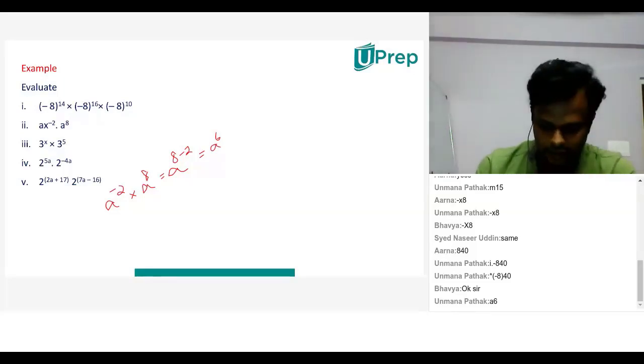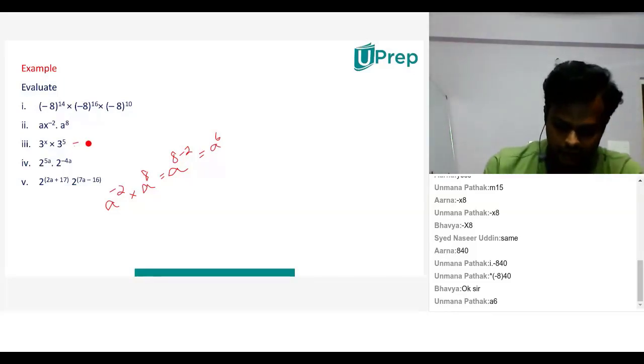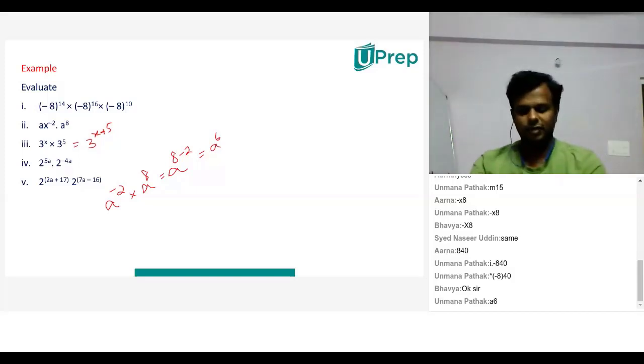Okay. How about the third one? 3 power x into 3 power 5. What is the answer? It'll be 3 to the power x plus 5. So 3 power x into 3 power 5 is 3 to the power x plus 5.